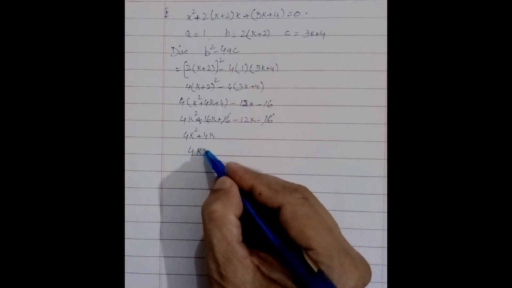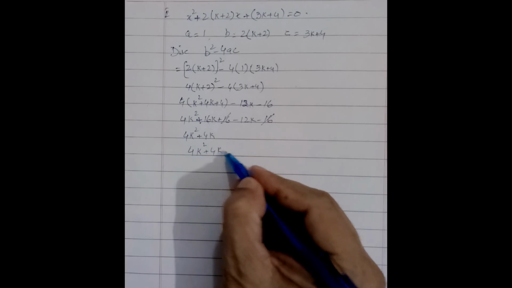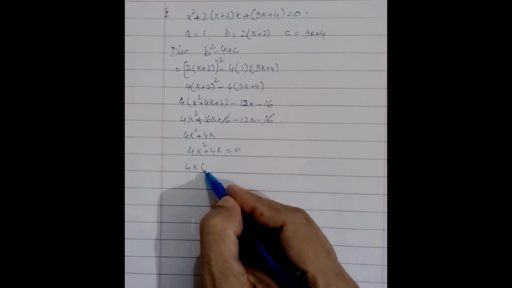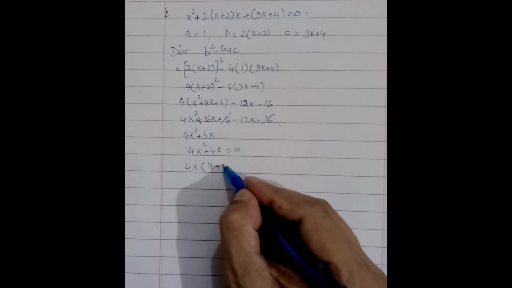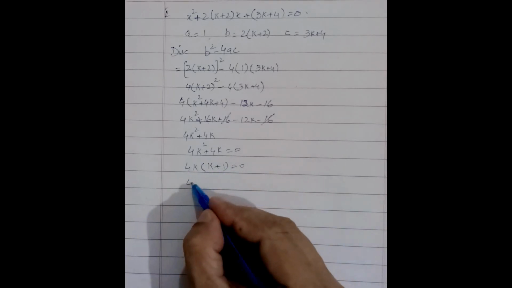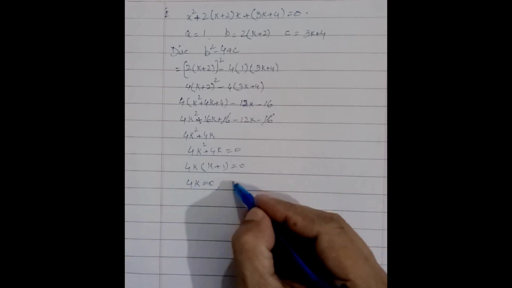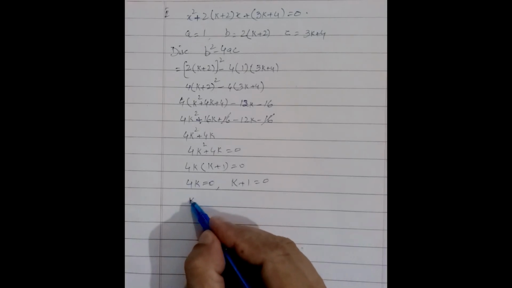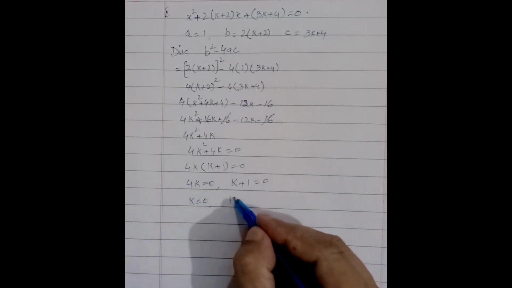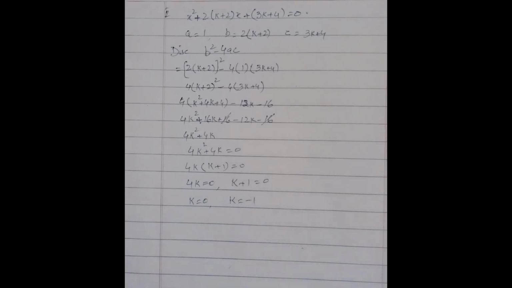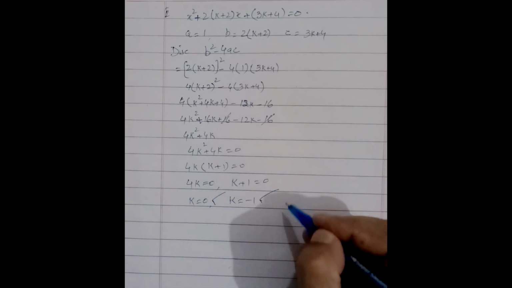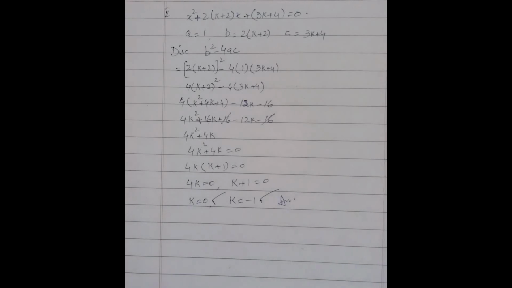We write it 4k square plus 4k is equal to 0. Take common 4k. In the bracket we have k plus 1 is equal to 0. 4k is equal to 0, k plus 1 is equal to 0. Here k is equal to 0 and k is equal to minus 1. So this is the result. The k is 0 and k is minus 1 for the equation.